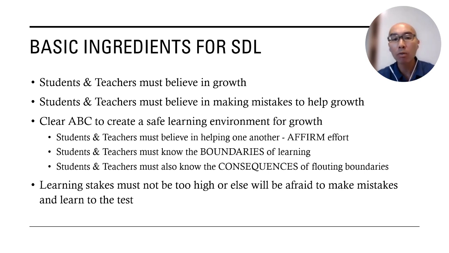Because if there are no consequences when boundaries are being flouted, then there's no point even to have the boundaries at all. So consequences must follow the flouting of boundaries. But of course, we need to help the students learn from making the mistake of flouting boundaries so that they understand that the boundaries, which is the rules and regulations and routines in the lessons, are for the purpose of helping them to grow in their confidence in learning as well as the competencies for learning.